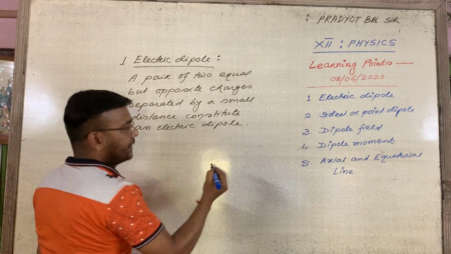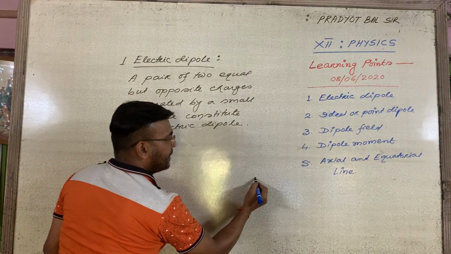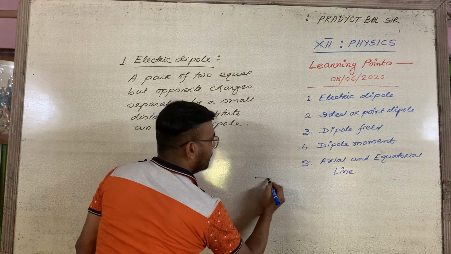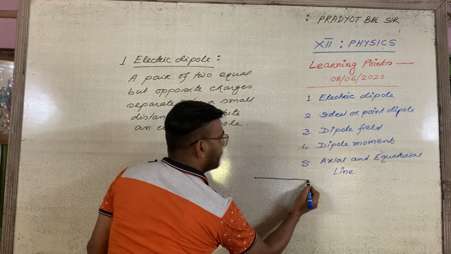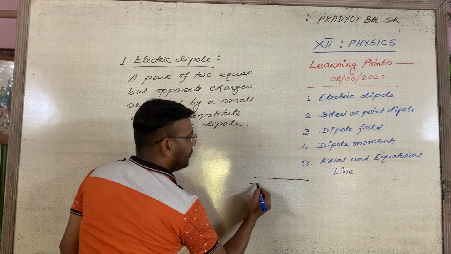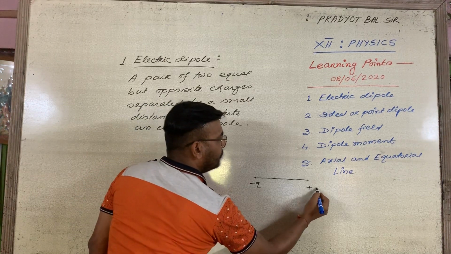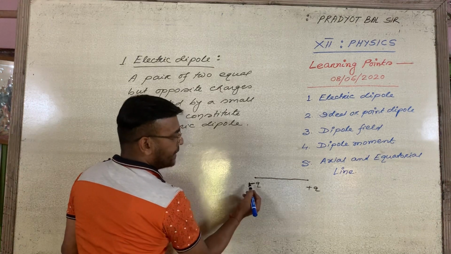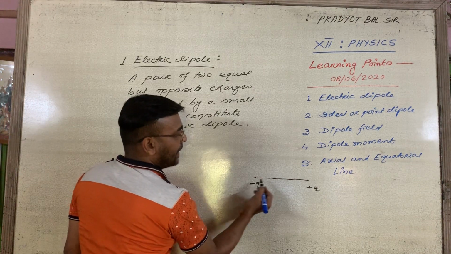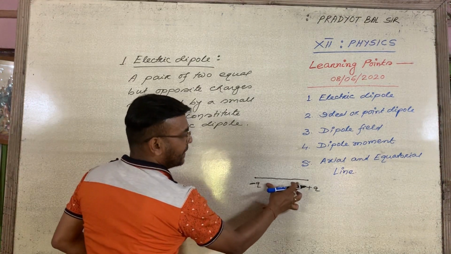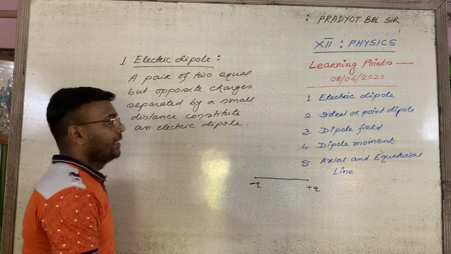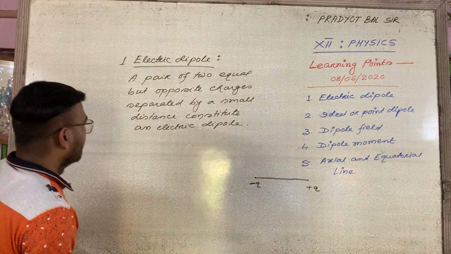So to understand that, suppose I have taken, this is one charge and this is another charge. This is minus q charge, this is plus q charge. So you have understood the two charges are equal, q, but they are having opposite sign. One is minus, one is plus, and they are separated by this distance. Then these two charges will constitute an electric dipole.